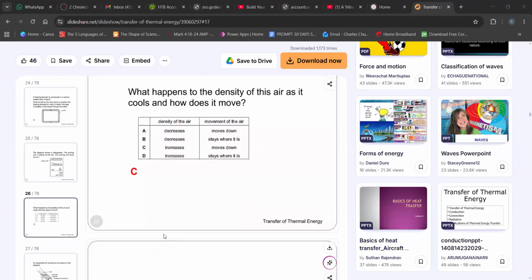So when the density of air increases, it basically moves down. That means when the air becomes heavier, it moves down. That means when it's cooler. So just remember, the density or heaviness of air becomes more when the air is cooler, so it goes down. Something that's heavier would have the tendency to move downwards.